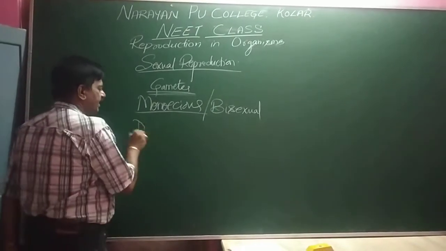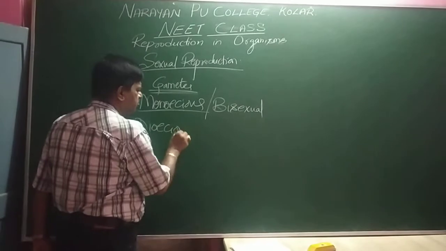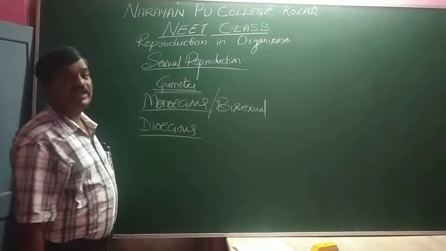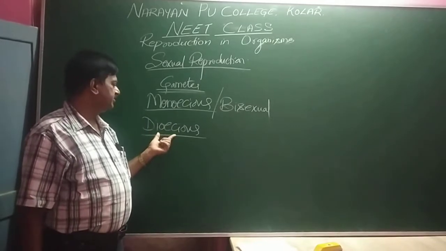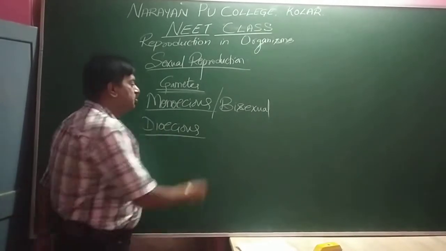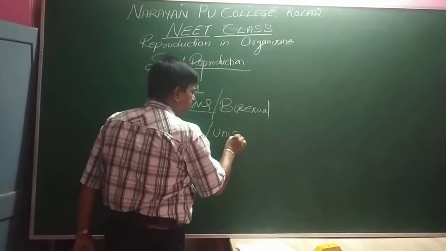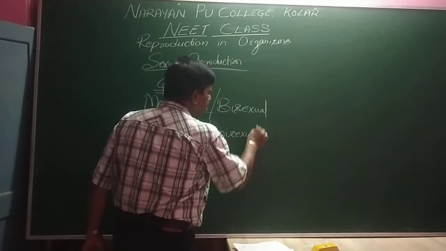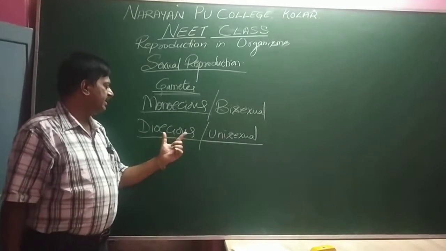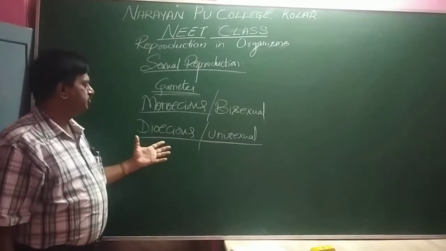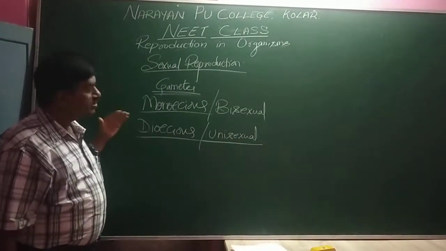Now, we'll go for the next word, dioecious. The word di means two. There are two individuals that help in reproduction, hence they are called unisexual. Male is different, female is different. For that there is the term dioecious. So this is about one.